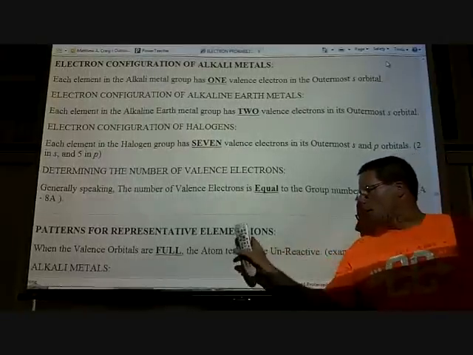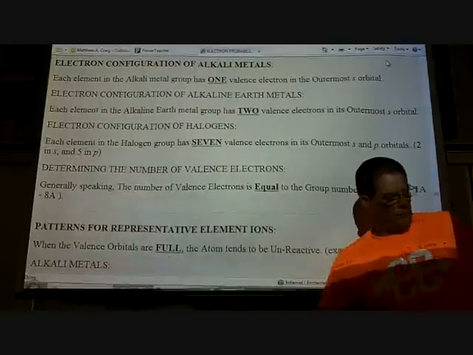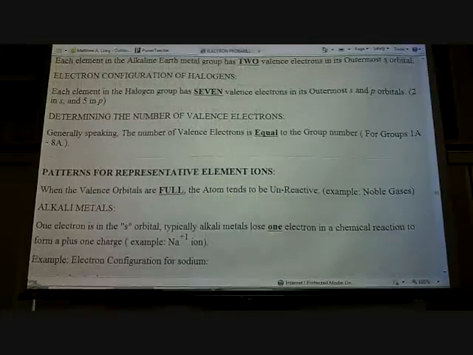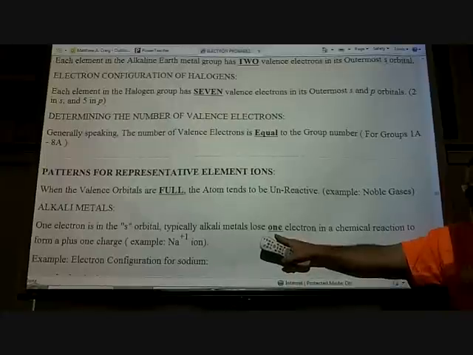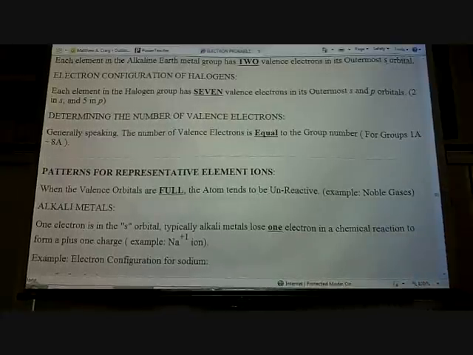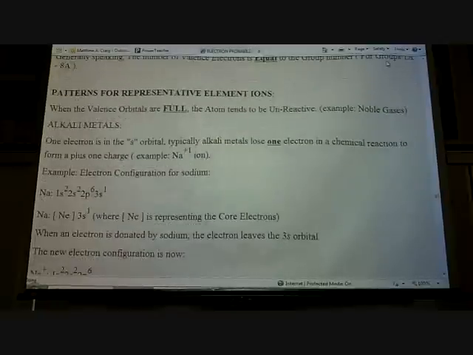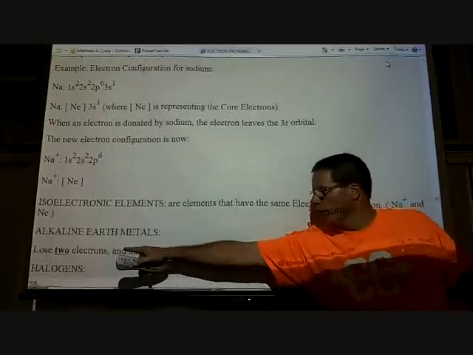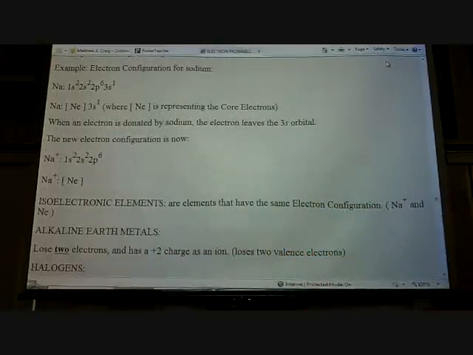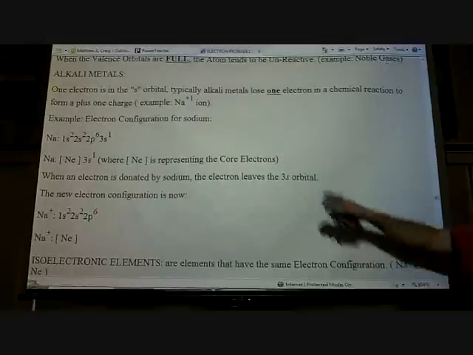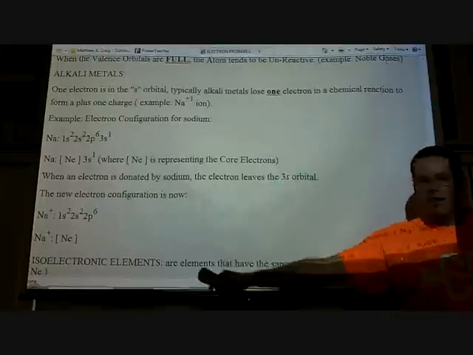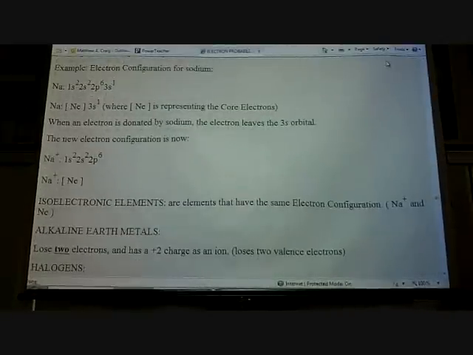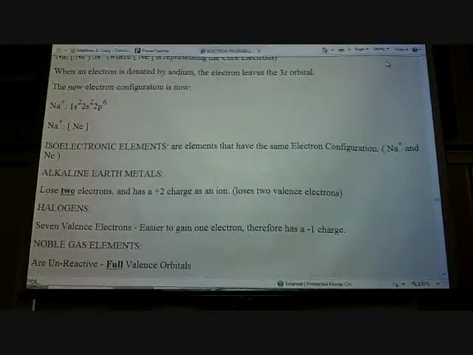Then patterns for the representative element ions, full. Again, alkali metals, 1 electron. And that might be it. Oh, nope, there's 2 for alkaline earth. So 1, lose 1. And then the next blank is 2. And then full underneath noble.